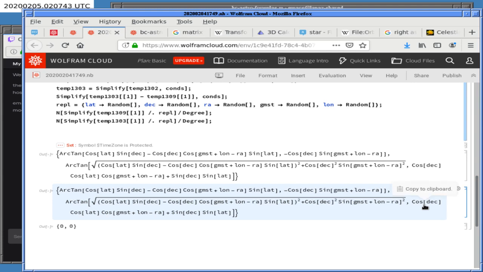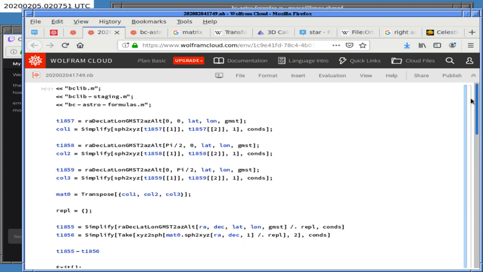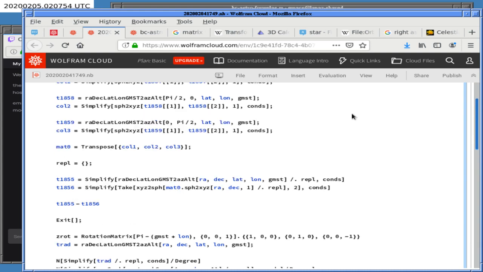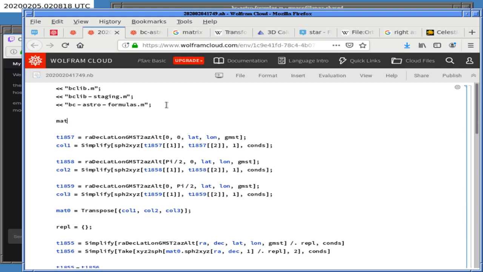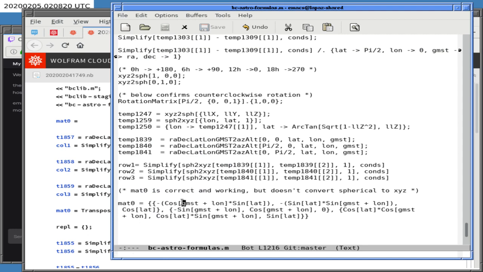Hey, 0, 0. We have proved that this matrix now gives the same azimuth and altitude. Where the hell are we? This matrix gives the same azimuth and altitude, we got both of them, as the RA deck lat long GMST2Eddies get. So we're solid now. The only thing we need to do now is, instead of having mat 0 being composed like that, just give it in this form that we have it in here, which better be the right form.